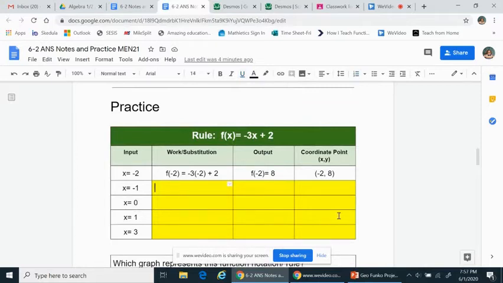So I'm going to do all my calculations with you. f of -1 equals -3 times -1 plus 2, because we substitute -1 for my x, and that equals +3 plus 2 equals 5. So that means the f of -1 equals 5. My input was -1 and my output was +5.